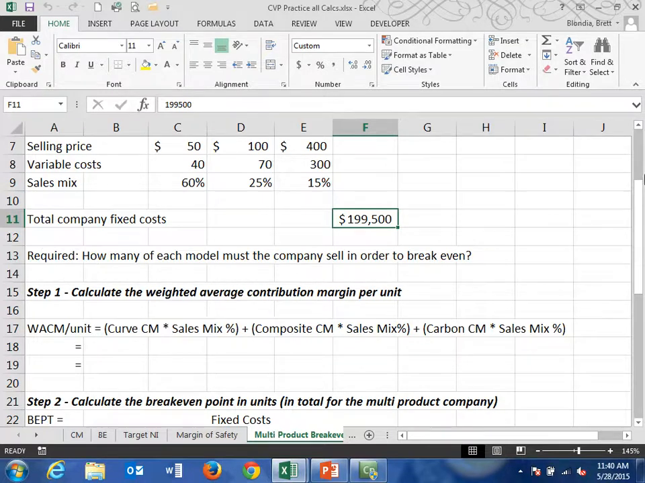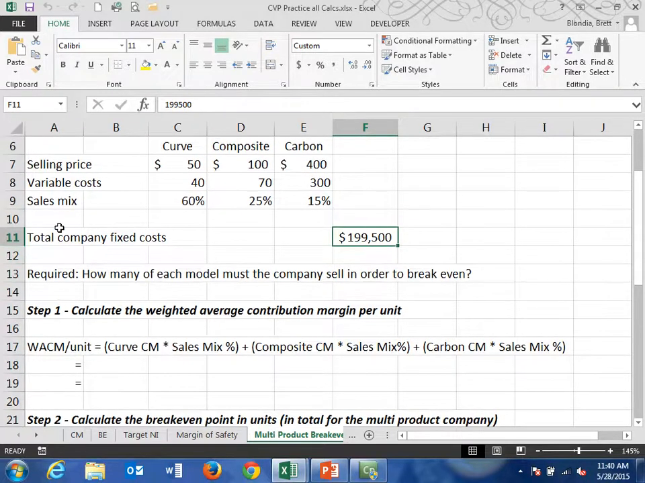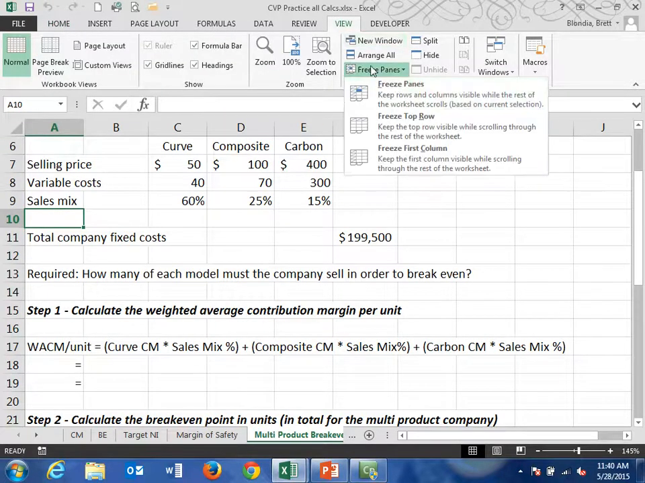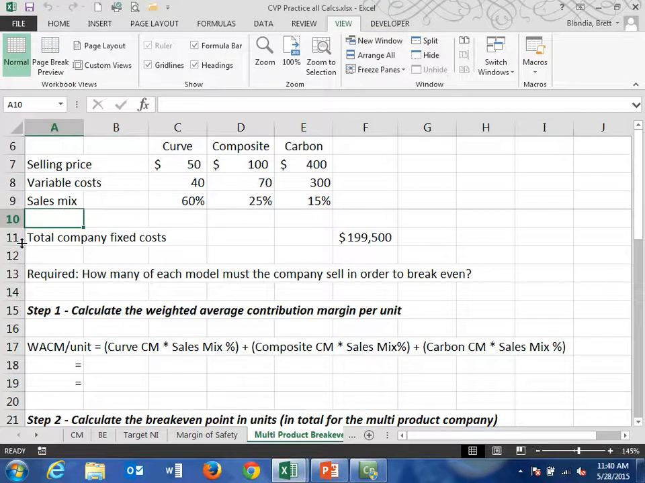Now, you've probably done this a number of times already, in calculating contribution margin per unit. So I'm not going to belabor the point. I'm just going to dump that in right here. So, contribution margin per unit.